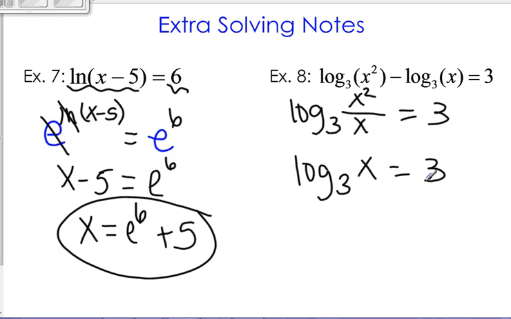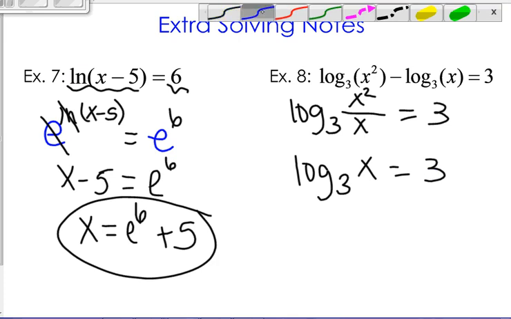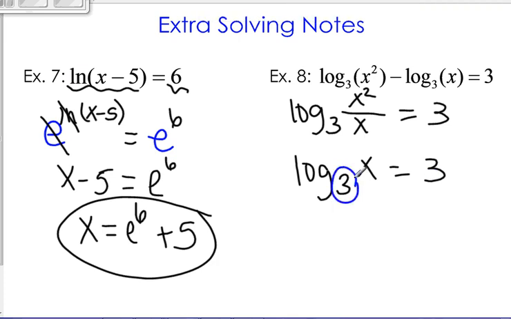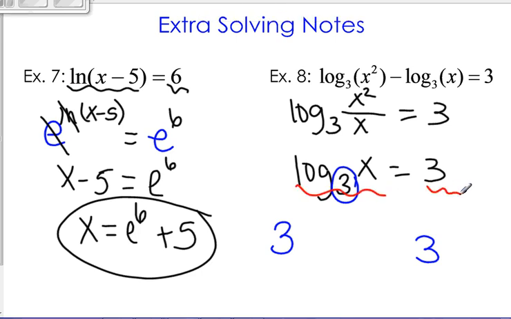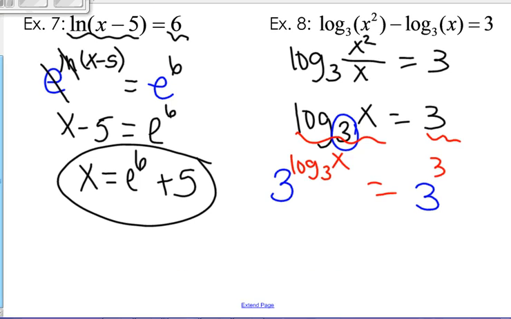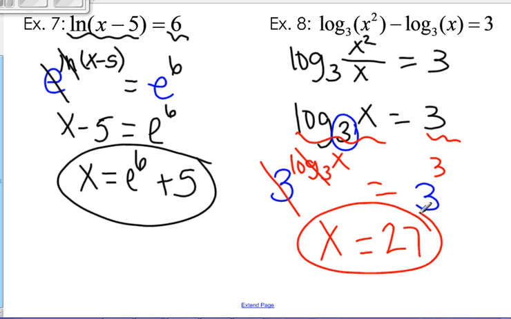Now we have to get rid of the log to solve for x. So we're going to choose the base of the log, which in this case is 3. Okay, so I'm going to exponentiate both sides with a 3, and then I'm going to take both of my pieces and put them in the powers. So I'm going to have 3 to the log base 3 of x equals 3 to the 3rd. And these will cancel on the left to just leave us x. And we will have 3 to the 3rd, which is 27. And that is our solution.